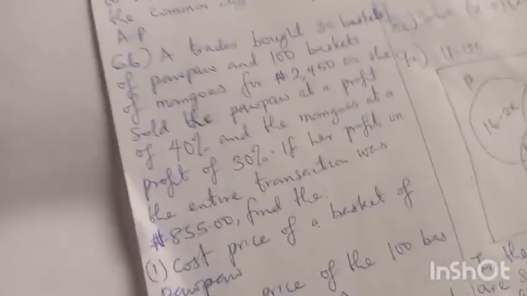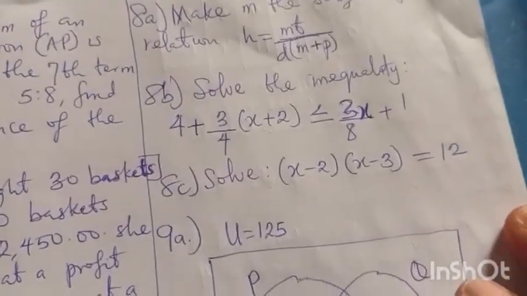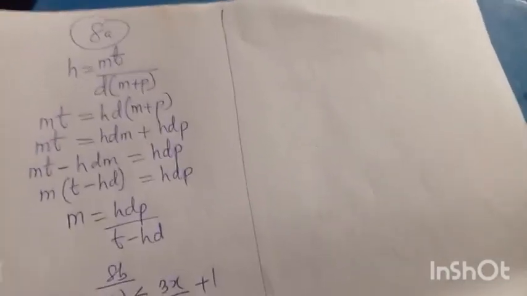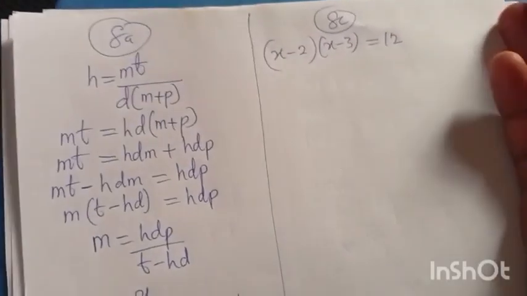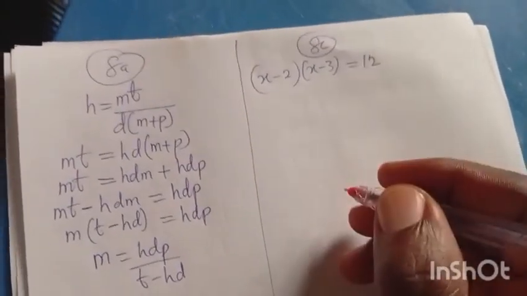And I'm going to the last one because of the time. I'm going to 8C. The 8C said x minus 2, x minus 3, everything equals to 12. Like I always say, start from your own strength. Don't start from what you don't know. 8C, x minus 2, x minus 3 equals to 12. I have it like this. Now I want to open my bracket because I can't just continue like that. This is not equals to 0, so I would not say I want to equate this to 0. No, I don't do that.